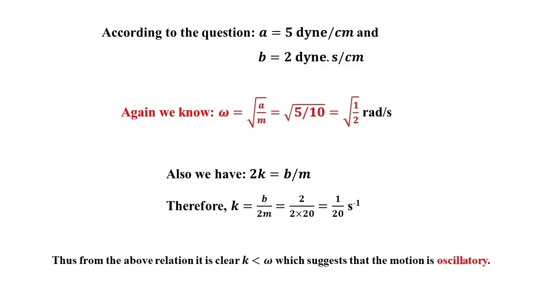Similarly, we know the damping constant can be written as 2k is equal to B by M, and therefore k is B by 2M. The value of B is given, 2 dyne second per centimeter, and the value of M is 10 gram. So if I put back the value of M as 10, it will be just 1 by 10 second inverse. Now if I compare these two, we can write that k is less than omega. Therefore we can say that the motion is oscillatory, that is the case of underdamped motion.